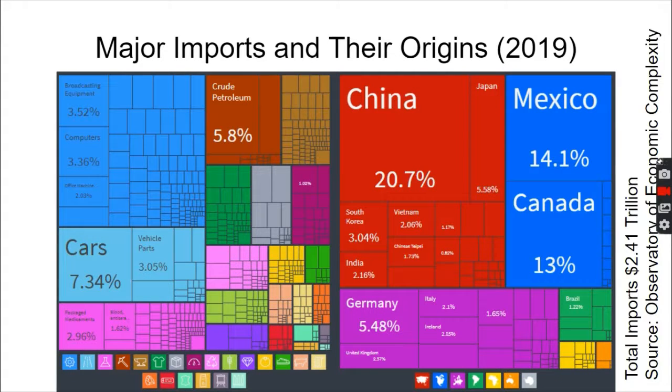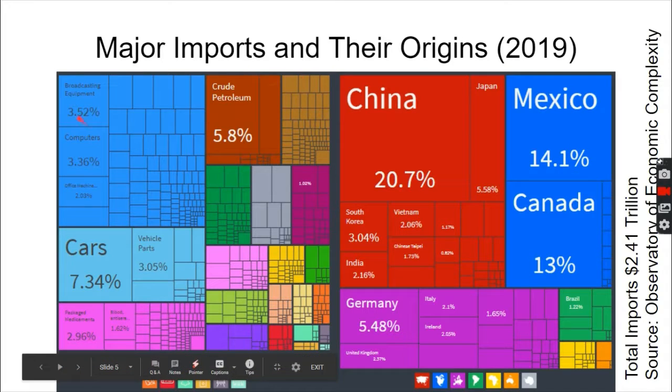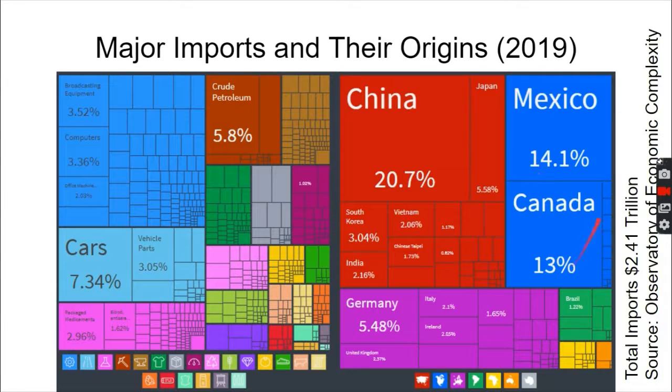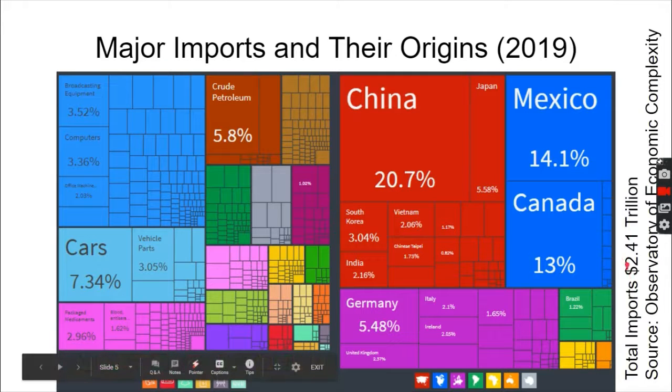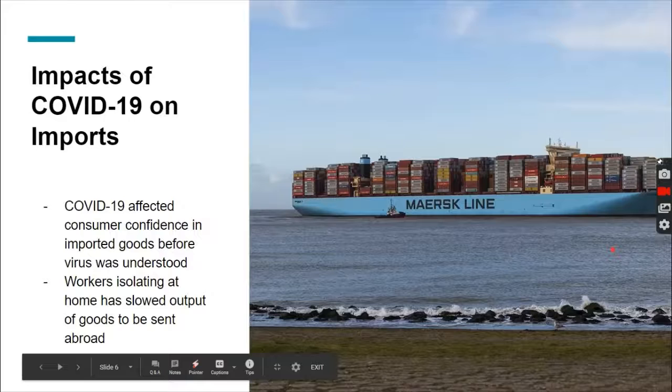So the United States imports a lot of goods, namely cars, crude petroleum, broadcasting equipment, computers, lots of different things, many of which come from China and Asia, as well as Mexico and Canada because of the North American Free Trade Agreement, so goods can flow across North America much freer. And total imports are 2.41 trillion.